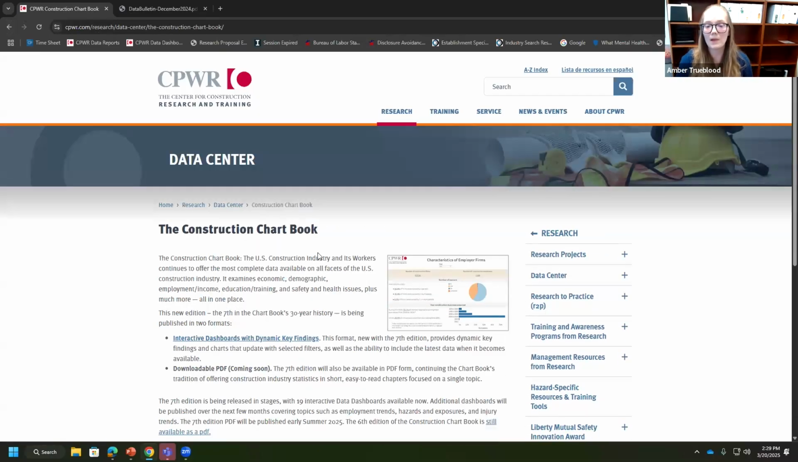Many of you are familiar with the Construction Chart Book, which has been published since the 1990s. We are going into the 7th edition. The 6th edition has been out for a while. That one had an e-version, which was essentially static web pages with downloadable charts. Our former director, Sue Dong, many of you are familiar with her, had a goal to use these data dashboards to get data out, and we further built on that with these dynamic key findings, which is what we're going to highlight today.